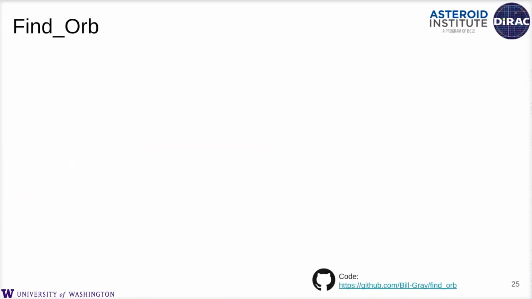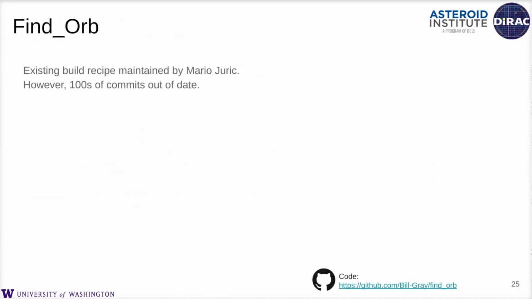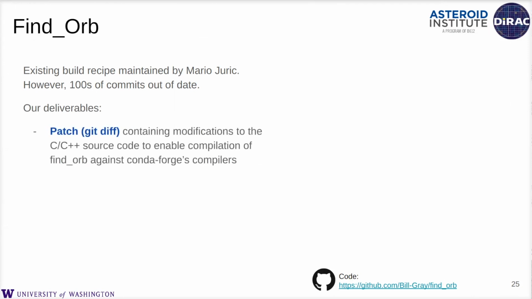Okay, so that's setting up the scene for what's about to follow. Let's talk about FindOrb. With FindOrb, we didn't actually have to start from scratch, thankfully. My PhD dissertation advisor, Professor Mario Juric, already did this a few years ago, but the starting place he gave us was already out of date by hundreds of commits. The author of FindOrb is almost a commit-a-day kind of person. He's changing that code daily, which means we need to put a lot of effort into keeping up with his updates. So we took that as a starting point, and now we had to make modifications to the C++ source code to get it to compile against the Conda Forge compilers.